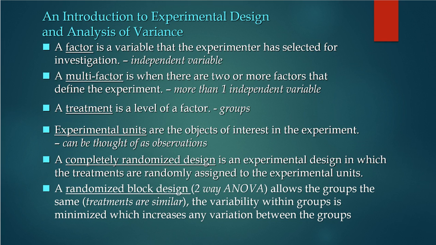So don't confuse a two-way ANOVA, which is randomized block design, with a two-factor ANOVA, which sounds similar, but they are different. A two-factor ANOVA is simply going to have more than one factor, more than one independent variable. So let's visually see how this looks.